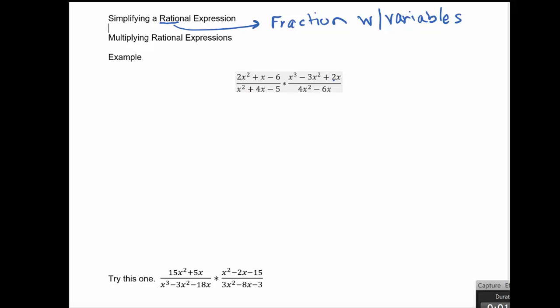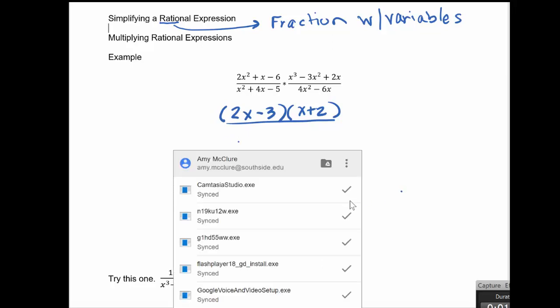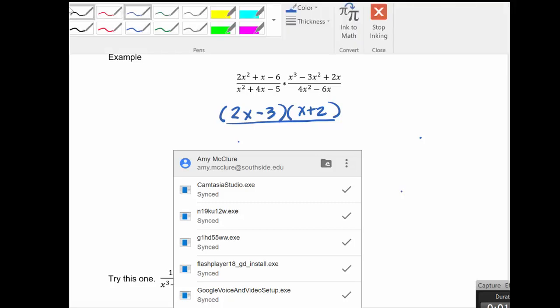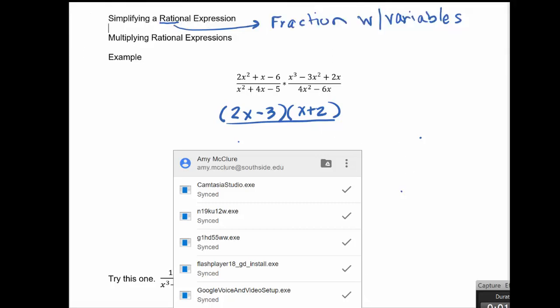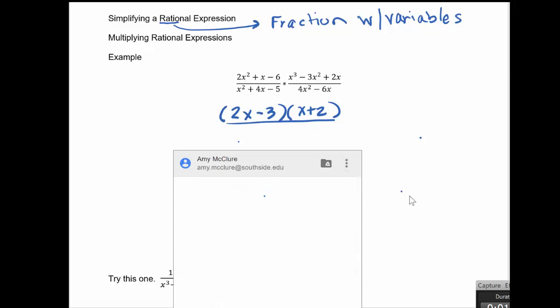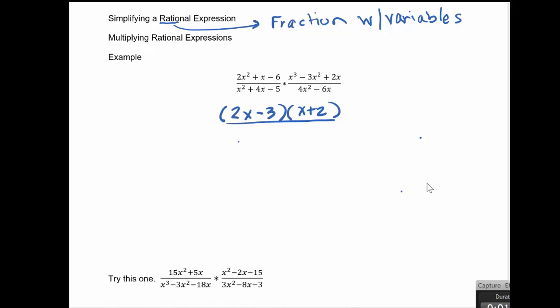I've gone ahead and factored 2x squared plus x minus 6, and that is 2x minus 3 and x plus 2, over the factors of negative 5 that add up to a positive 4, which are positive 5 and negative 1.